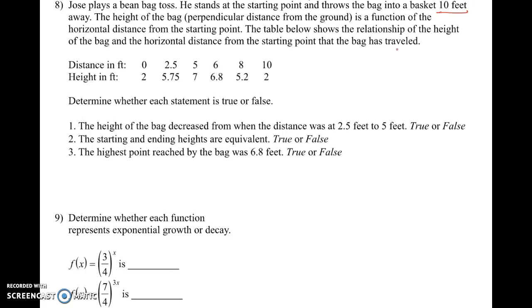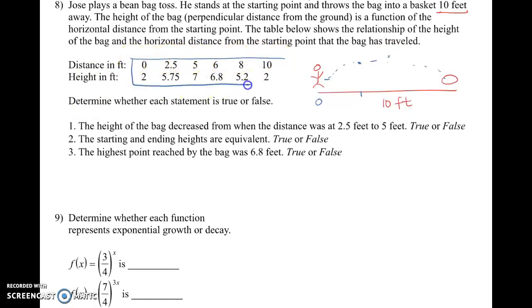So I kind of have to visualize things. So I see here's Jose, here's a basket, and I know that this is 10 feet away. He's going to be throwing a beanbag, and so it's going to do something like this. If I look at these, it says the distance in feet is 0, so at 0 feet away from where Jose is, the height is 2 feet. So I have 0, 2. When it's 2.5 feet away, it's 5.75 feet high. At 5 feet, it's 7 feet high, and so forth. That's kind of what this table is showing. If it helps you, you can put it like this. And now it's like a table, if you will.